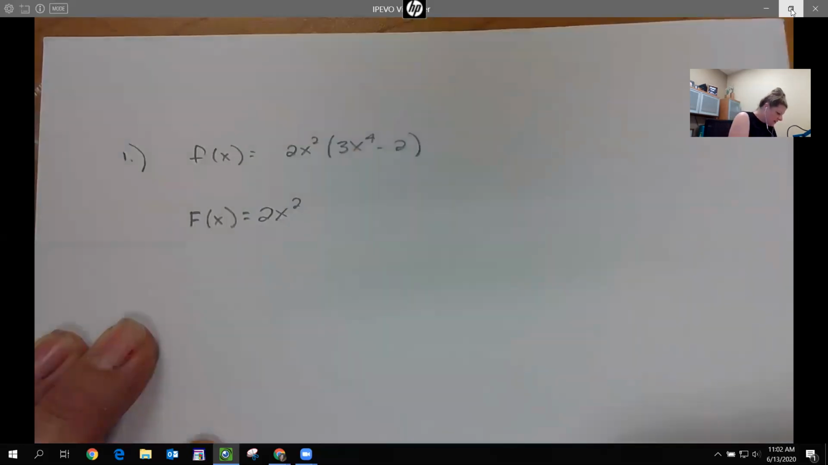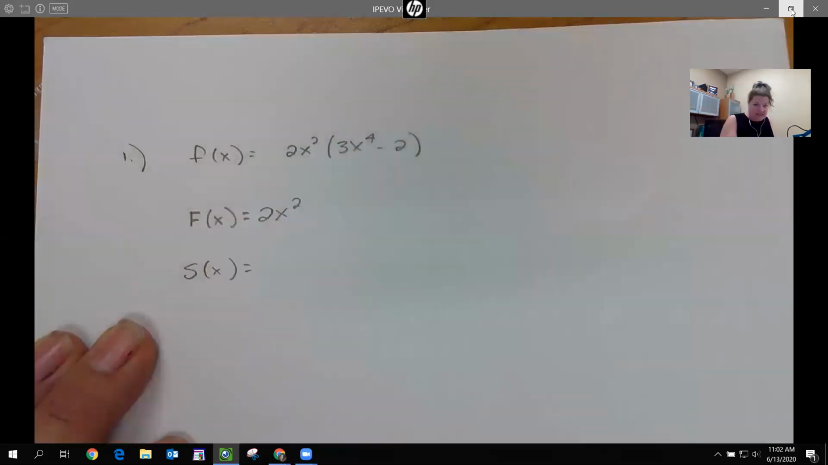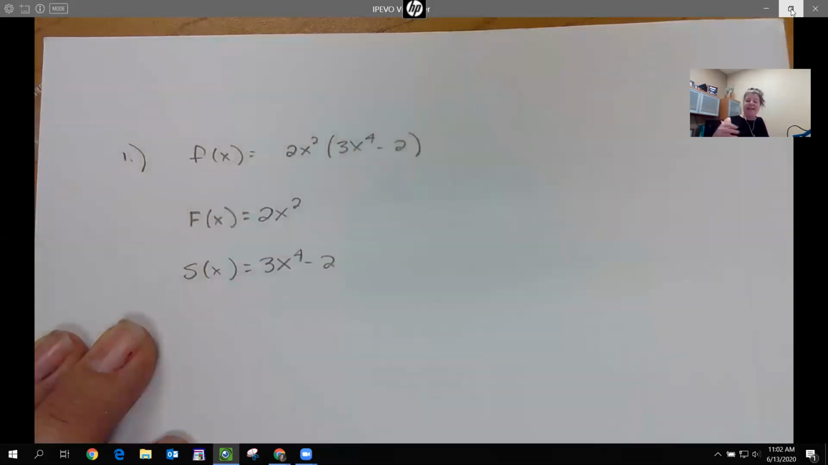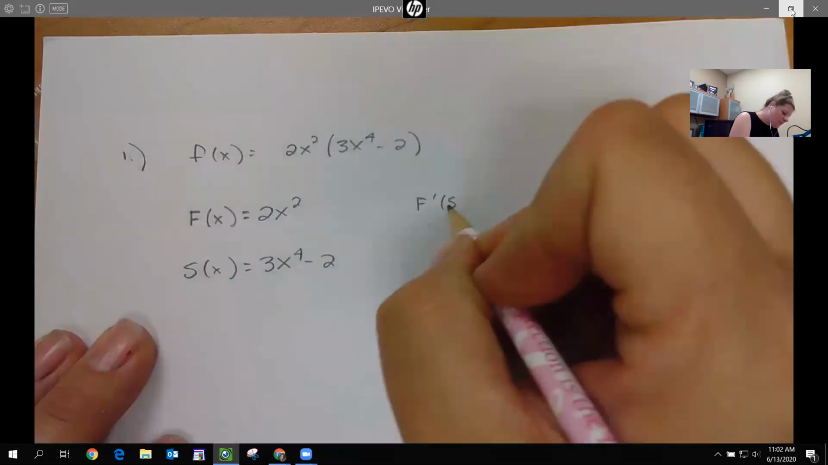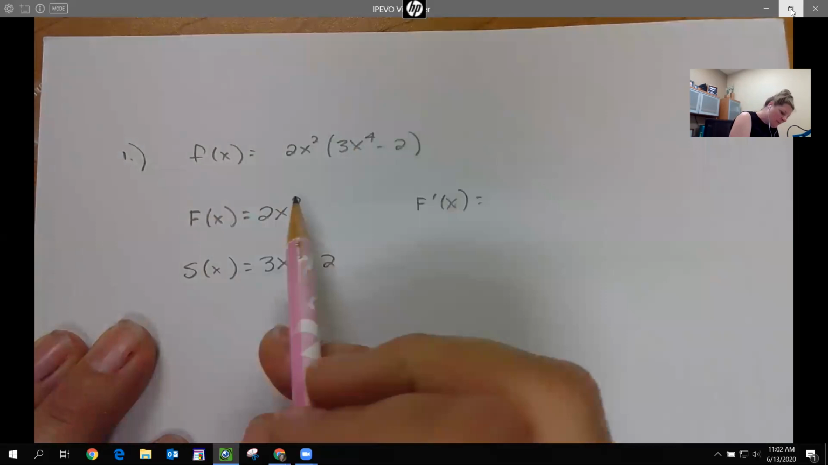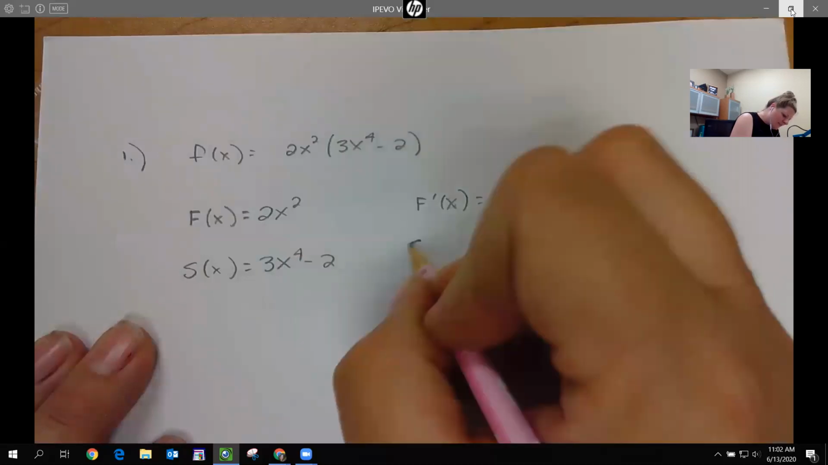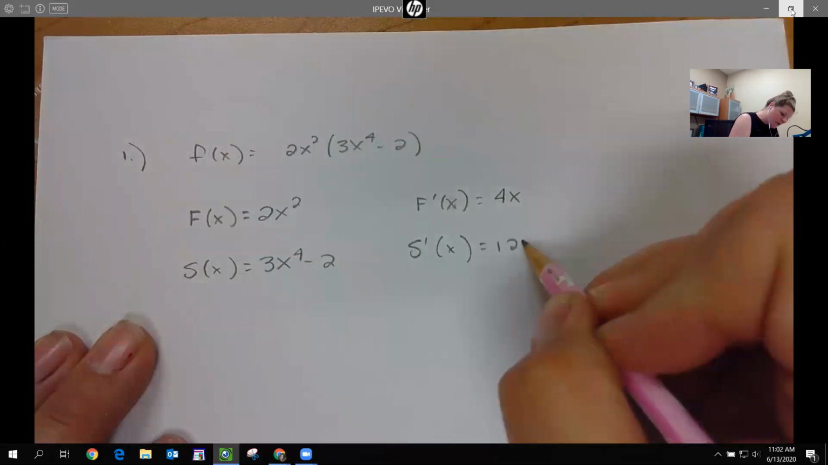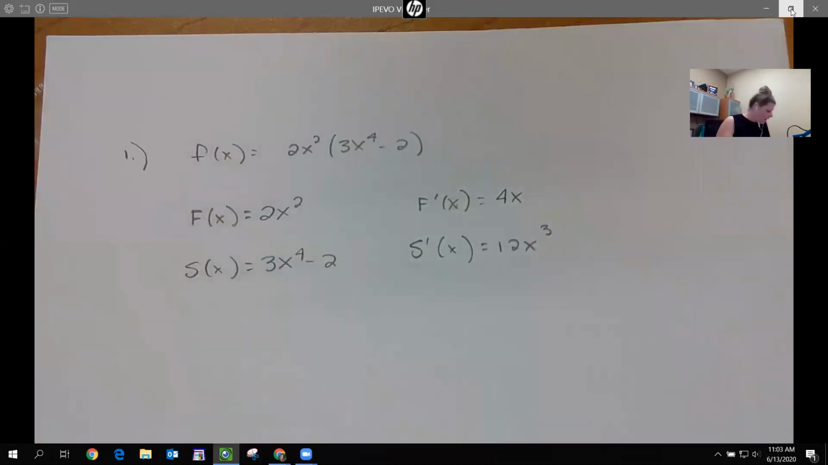Then let's look at what is the second function. Well, it's the one in parentheses. So that's going to be 3x to the fourth minus 2. So first, second. Now let's do the derivative of both. What is the derivative of the first function? It's just 2 times 2 is 4, x to the first, or x. Derivative of the second here is going to be 4 times 3 is 12x to the third, and the minus 2 disappears. So now you have the originals and you have the derivatives.